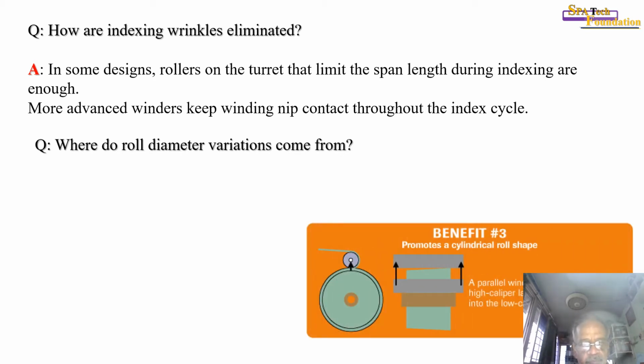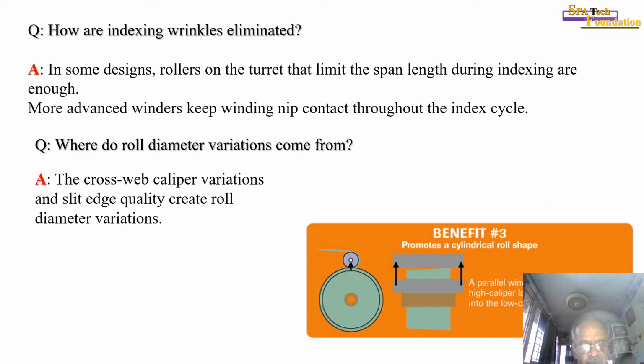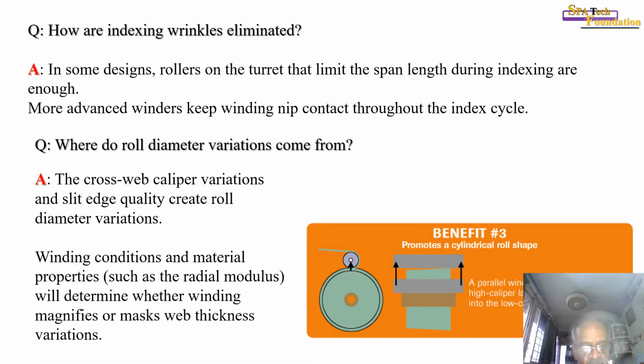Where does roll diameter variation come from? Here is a picture you'll be able to study. The cross web caliper variation and the slit edge quality create roll diameter variation. Winding conditions and material properties such as radial modulus will determine whether winding magnifies or masks web thickness variation.